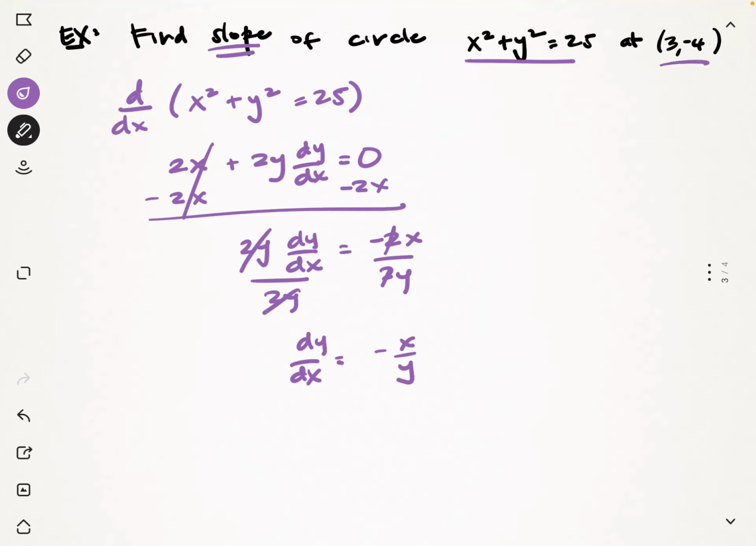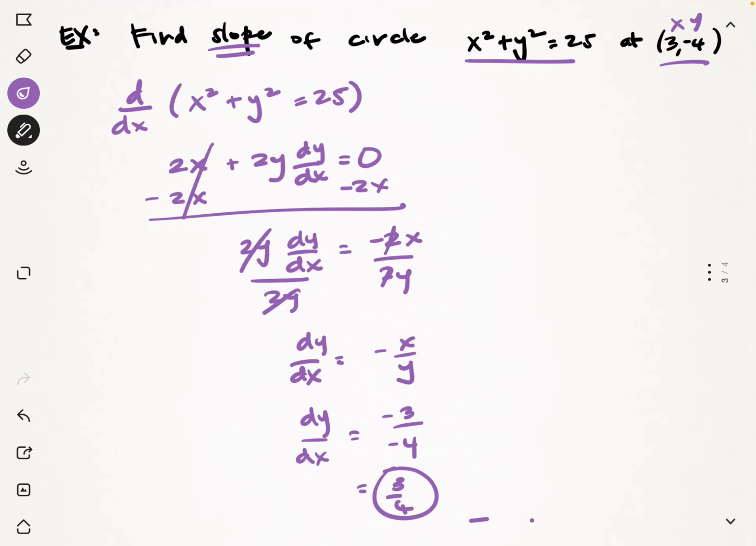So we have our point. We're going to substitute our x and our y into our equation for the derivative. So we have negative 3 over negative 4, which is 3/4. Okay, so not too bad.